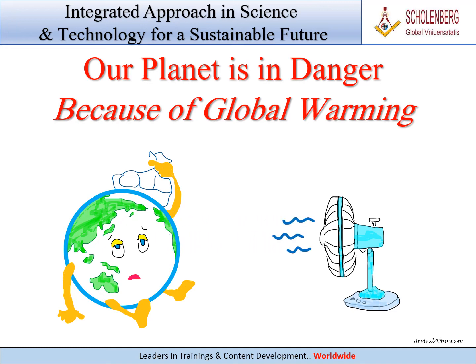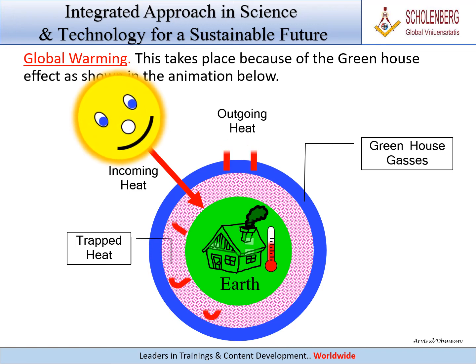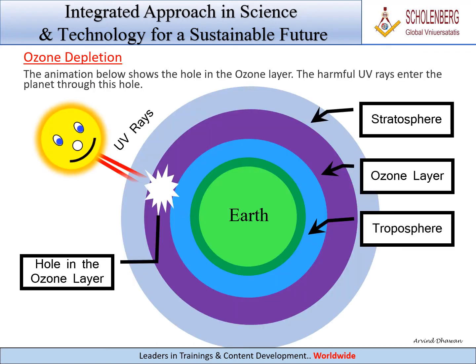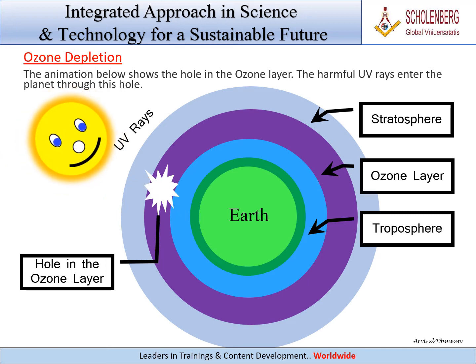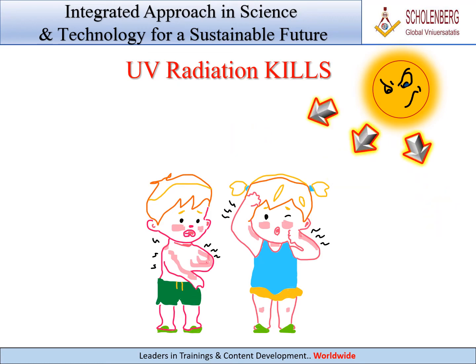Our planet is in danger because of global warming. Global warming takes place because of the greenhouse effect, as shown in the animation below. Ozone depletion. The animation below shows the hole in the ozone layer. The harmful UV rays enter the planet through this hole. UV radiation kills.